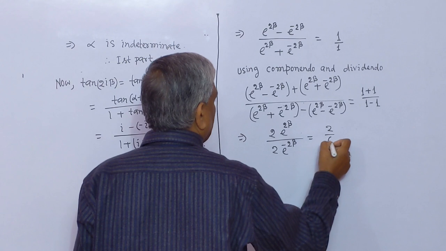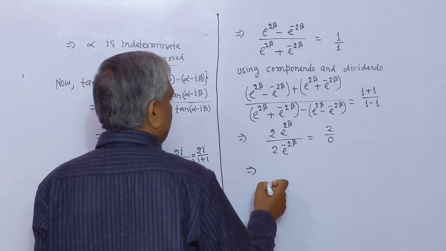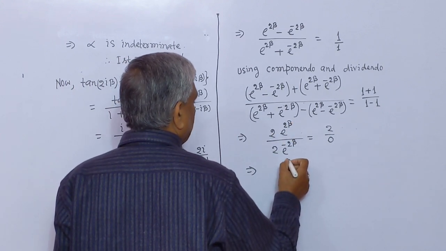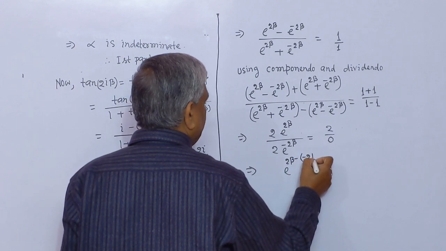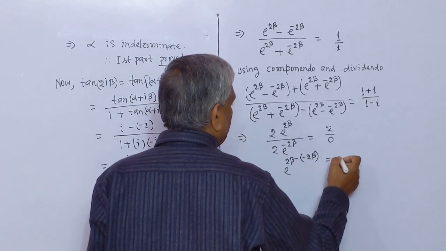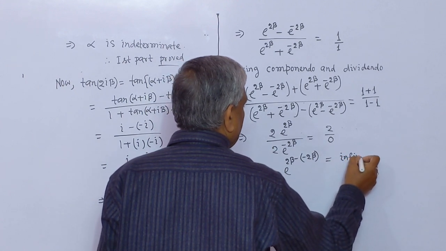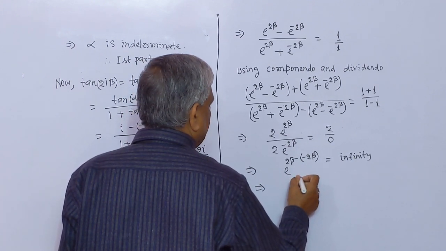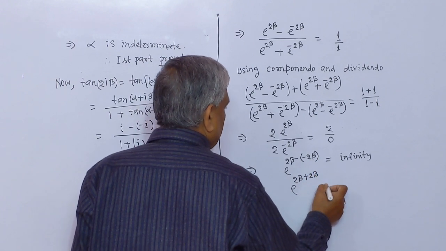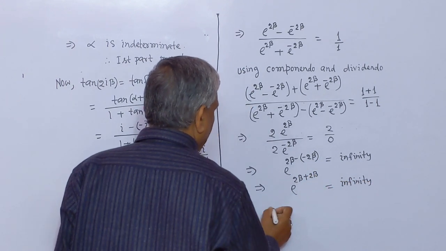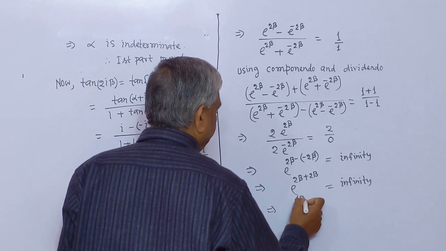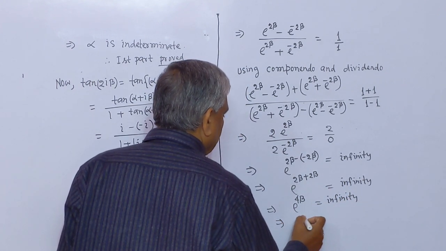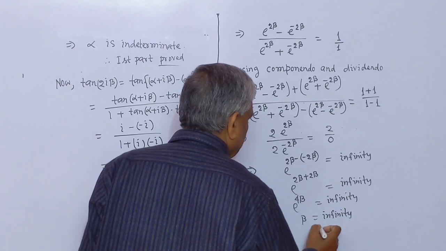The right side is 2/0. This implies the 2 cancels, and taking the minus power, e^(2β − (−2β)) = 2/0 = infinity. This implies e^(2β + 2β) = infinity, so e^(4β) = infinity, which implies β = infinity. Second part proved.